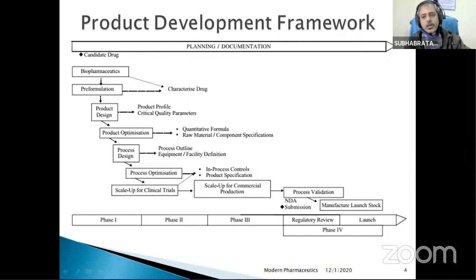Okay, good afternoon, students. Let us continue with our pre-formulation chapter. We were discussing the pre-formulation concepts in the last class. Now, as a pharmaceutical technologist, one of the most important jobs that you are expected to do once you join your workplace as an F&D executive is to develop some dosage form.